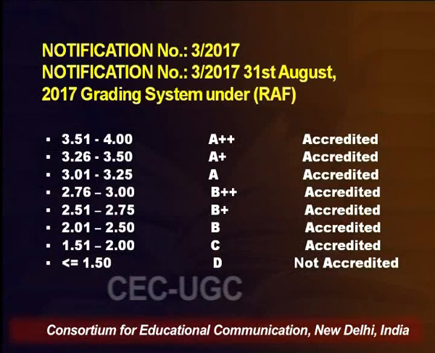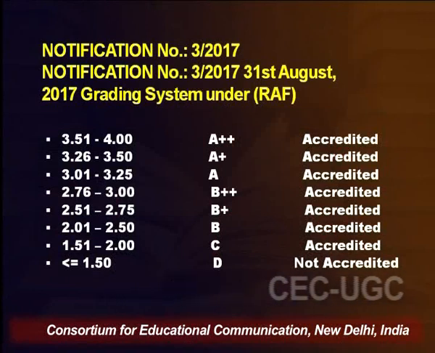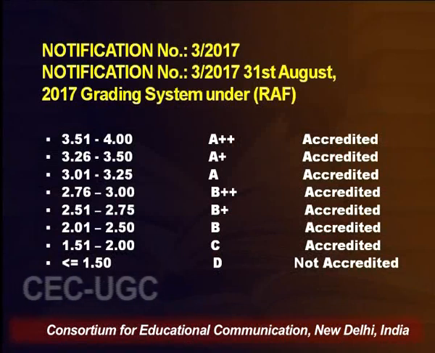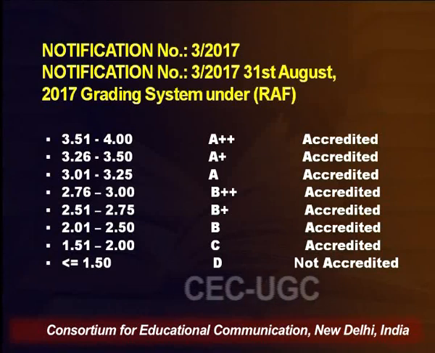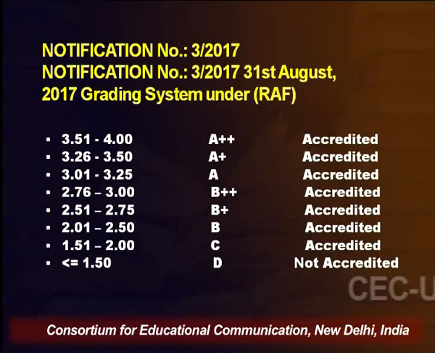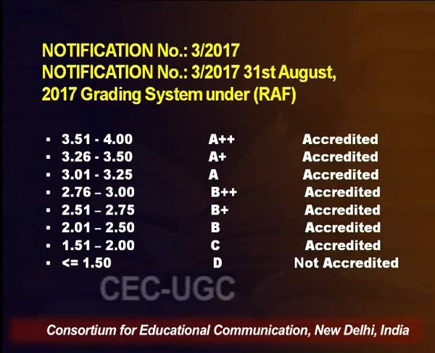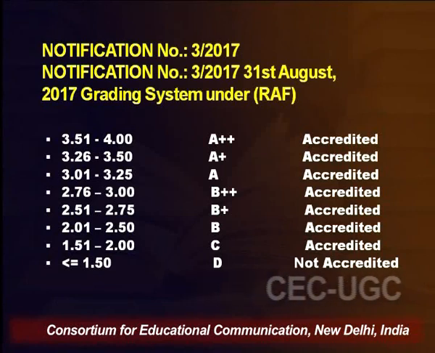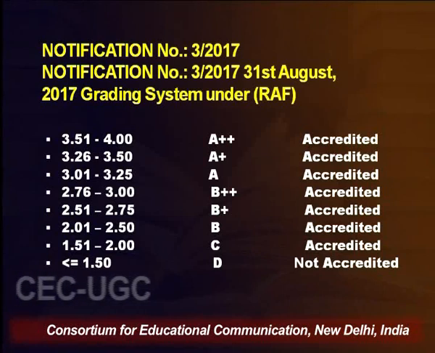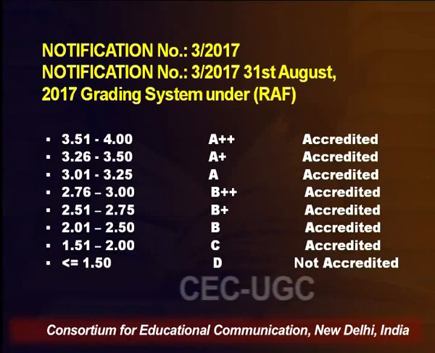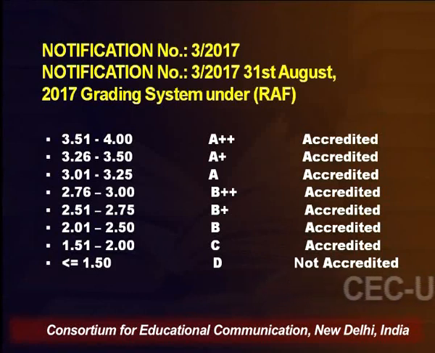The first is 3.51 to 4, that is A++. So the accreditation is done with the highest level of scores, that is A++. Then we have 3.26 to 3.50, that is A+. This results in the accreditation of the institutions. Then we have 3.01 to 3.25, you get a grade of A and the result is also accredited. Then we have 2.76 to 3, that is B++, the result is also accredited.